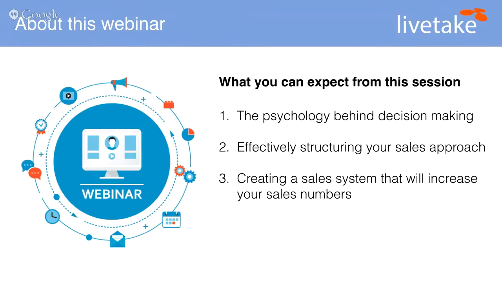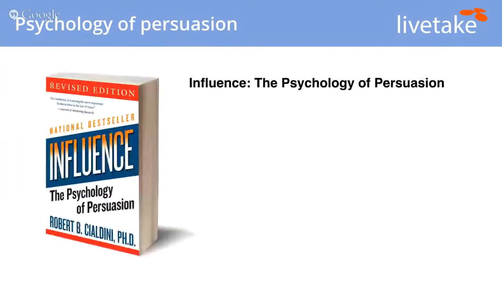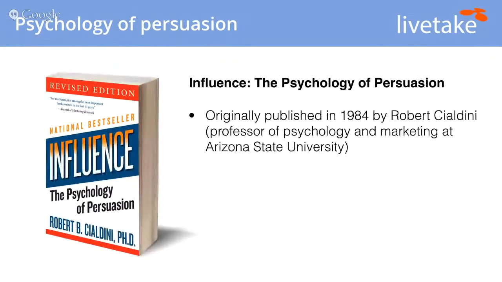So the starting point here in teaching you about the psychology of persuasion is really all anchored in this particular book. This book is called Influence, The Psychology of Persuasion. It was written by Robert Cialdini and originally published in 1984. He is the professor of psychology and marketing at Arizona State University. It has since been republished several times. I think the last time was 2006, and that's where I got this revised version.